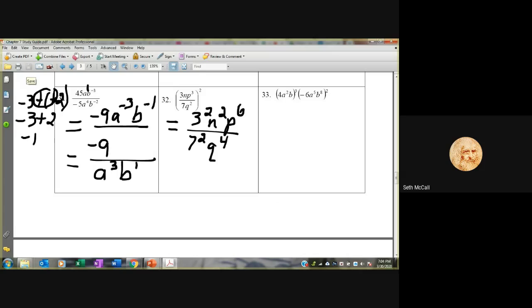Now you can leave it like that, or if you would rather actually multiply it out, 3 squared is 9. So it becomes 9 n squared p to the sixth. And then on the bottom, 7 times 7 is 49, q to the fourth. So either one of those are fine if you left them like that. Either one's great.